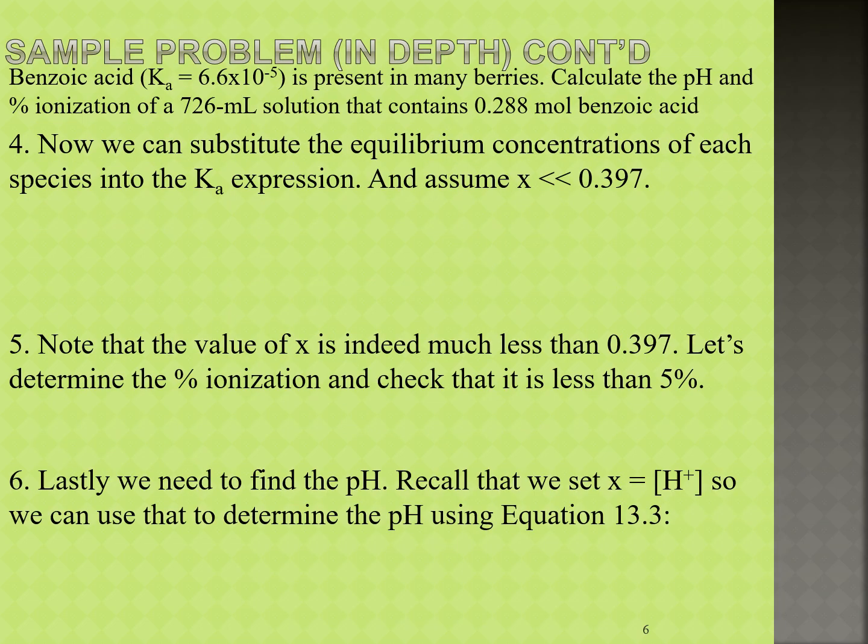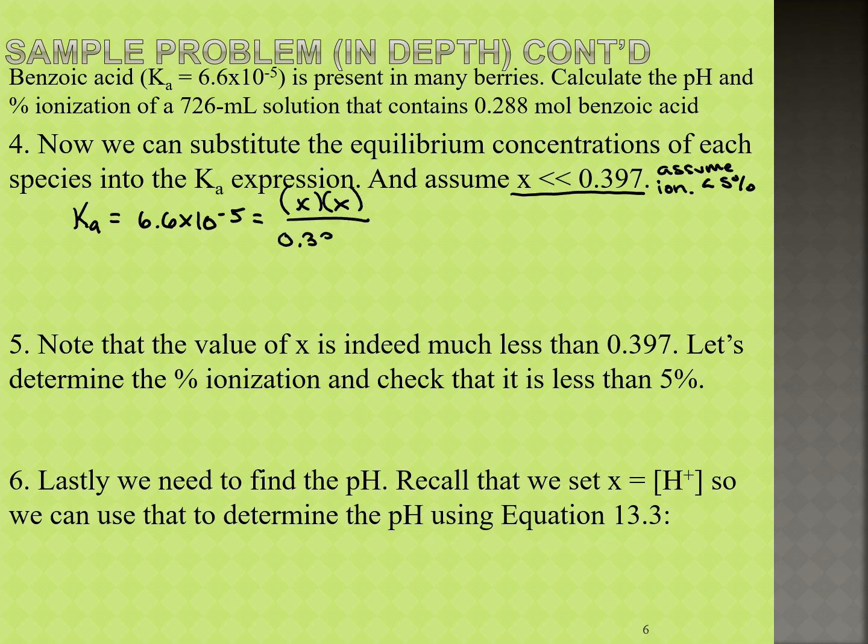Number 4 says now we can substitute the equilibrium concentrations into our Ka. We're going to assume that X is really tiny, that this ionizes less than 5%. So our Ka, which we know is 6.6 times 10 to the minus 5, is equal to our H+ and our B- on the top, X times X, divided by 0.397 minus X.